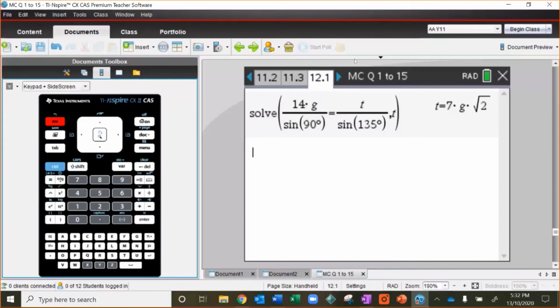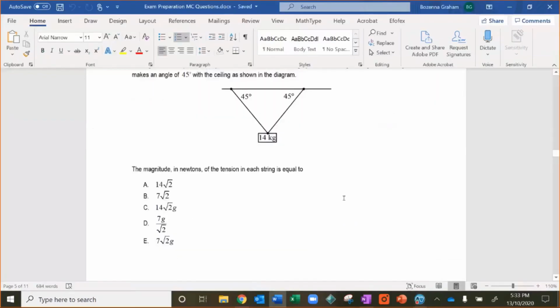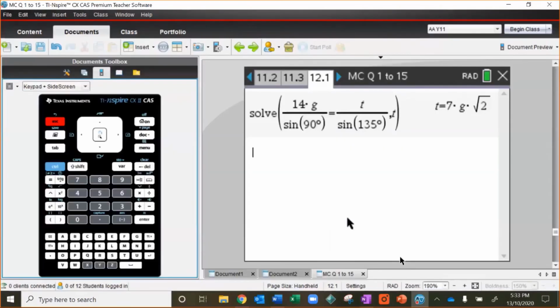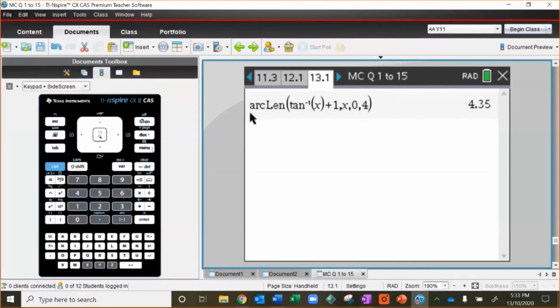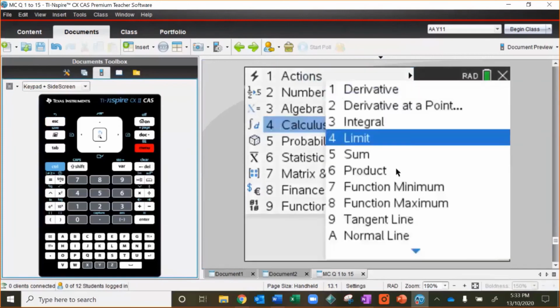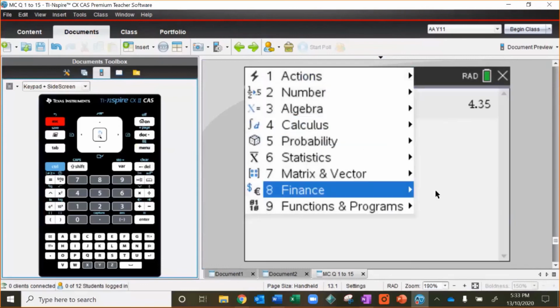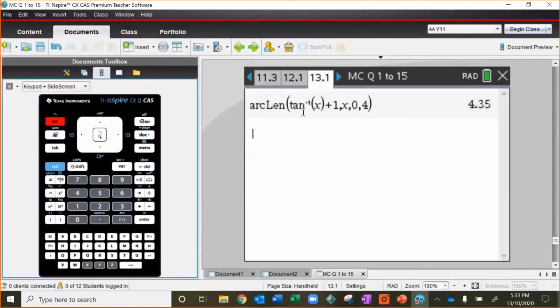Couple more. Length of arc is our next question. The length of arc from 0 to 4 of arctan(x plus 1), correct to 3 decimal places. I already did that too. Everyone would remember that if we go to calculus and scroll down, we have arc length, and that's what we use. Enter the function, arctan(x plus 1), comma x, and the endpoints of the arc 0 to 4, and we get the answer 4.34.